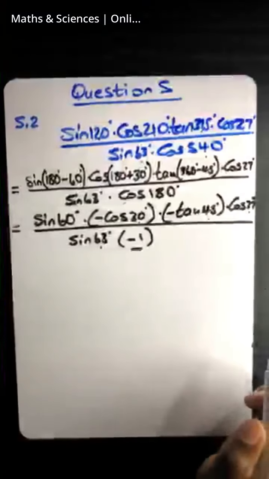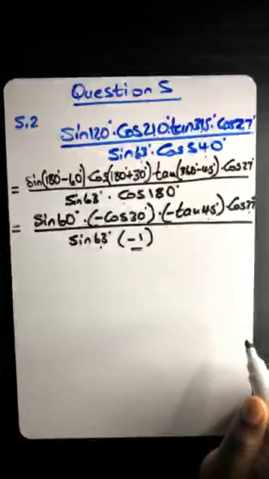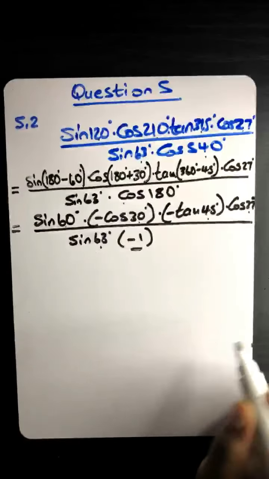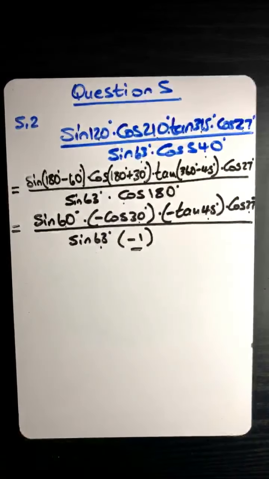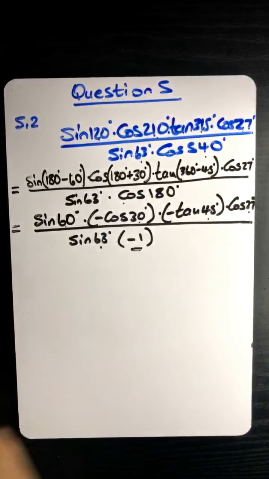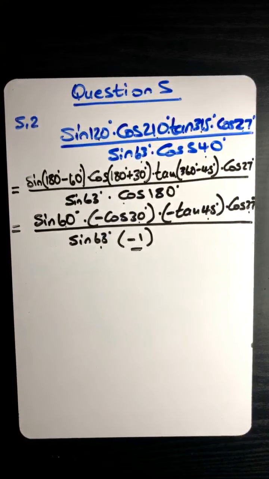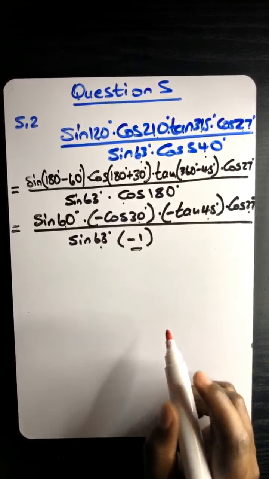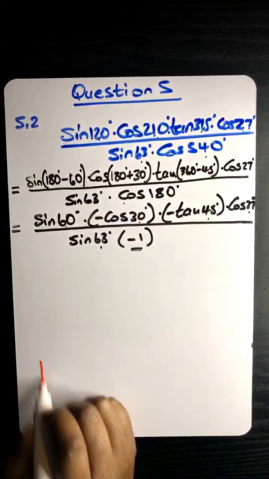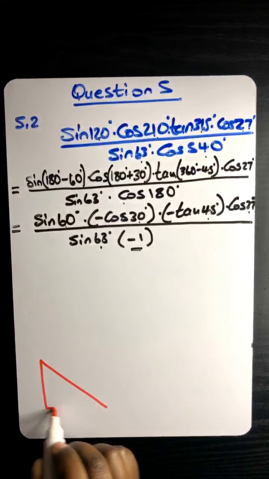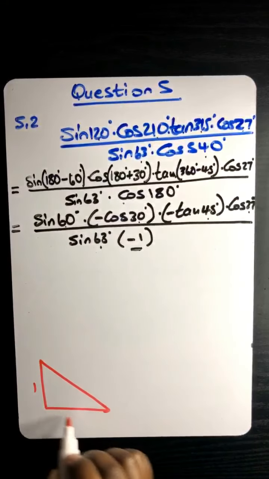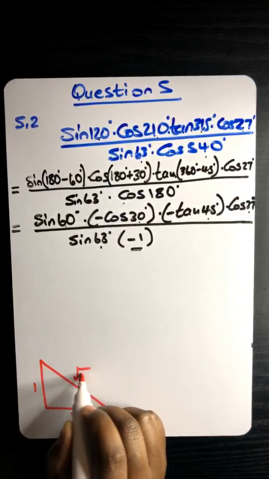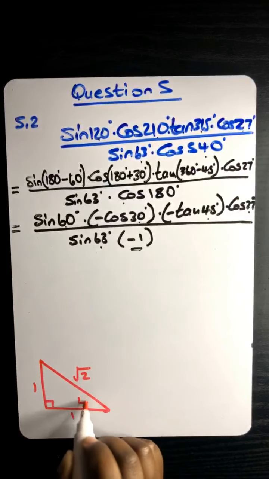For the last time, good people, it is very much important that you know those right, what are they? The special angles, the right angle triangle of the special angles. It's very much important that you know them by heart. This one I'll never forget because it's easy. It's 1, 1, square root of 2. This is the one for 45.